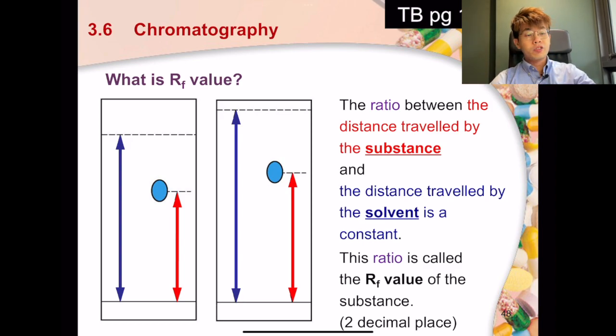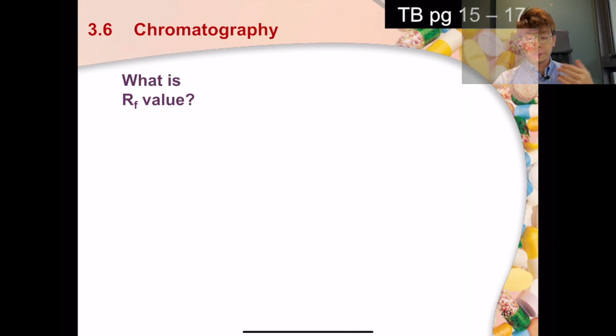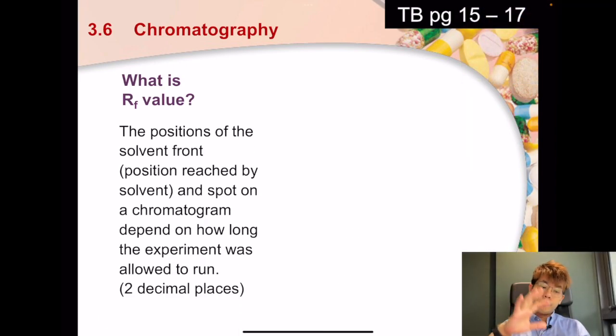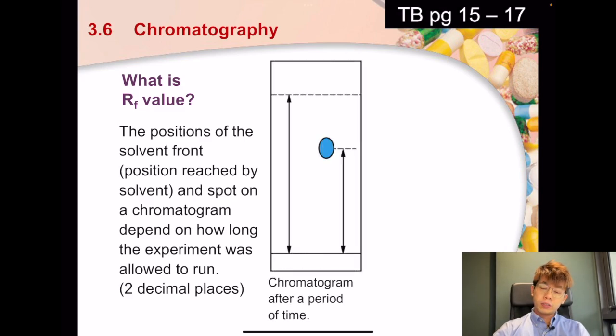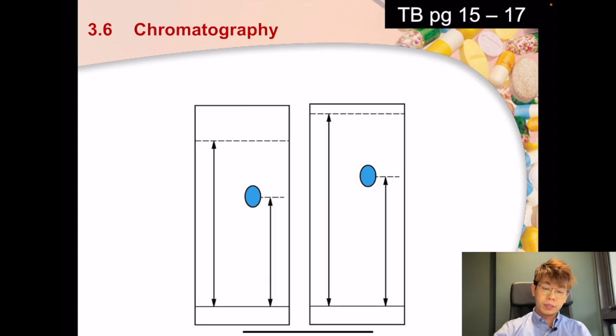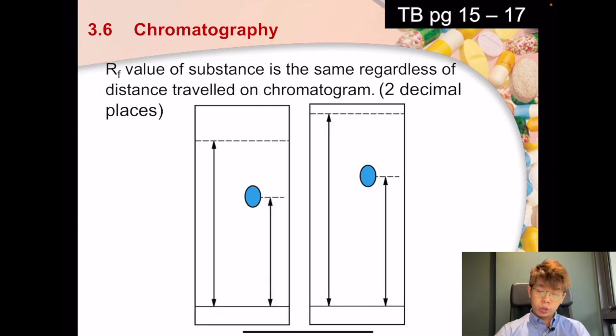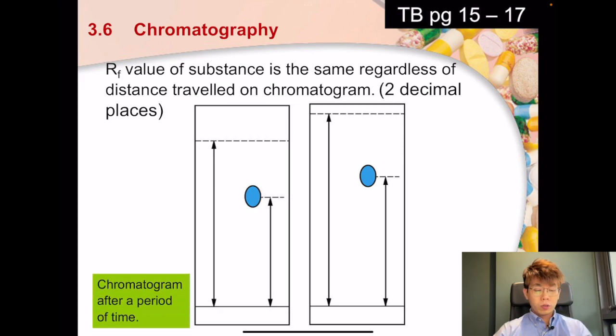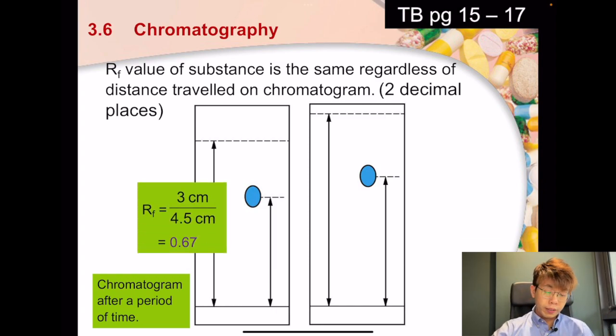For example, the drug penicillin will have a particular RF value in water and a particular RF value in ethanol. This RF value can be calculated as the ratio, and it wouldn't change even if I run the chromatogram for a longer time. How do we calculate it and show this? Let's look at the one on the left. After a period of time, the distance traveled by the substance is 3 cm, as we measure with a ruler. The solvent travels 4.5 cm. So 3 cm over 4.5 cm is 0.67, to 2 decimal places.